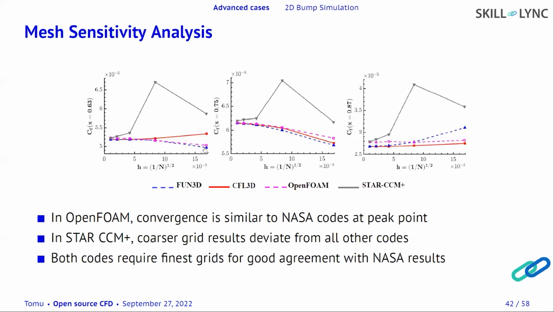So in order to analyze this graph, you can move from the right to the left. The right means the cells are larger, or you're having a coarser mesh. And on the left, you will have a finer mesh. In all the plots, you can see star CCM results are deviating significantly from other codes. This means that when we are using a coarser mesh in star CCM plus, your results are not agreeing with available results. But when you use a very fine mesh, or the finest mesh in this case, you are having results matching with your NASA results.